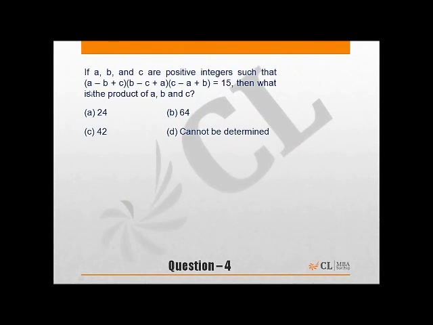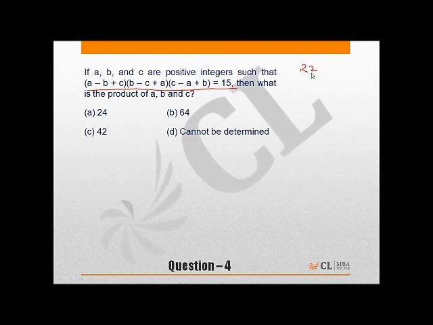A, B and C are positive integers such that A minus B into C plus B minus C plus A into C minus A plus B equals 15. What is the product of A, B and C? We need to find the product of A, B and C, for which we need the values of A, B and C. This is a round 2 question. This is a time consuming question. It will require calculations, hence not to be attempted in round 1 at all. It's a round 2 question.